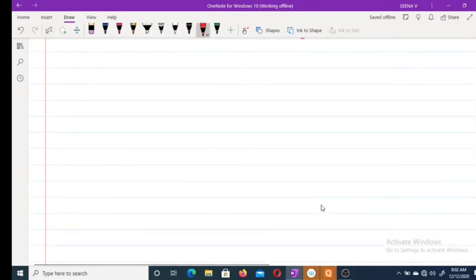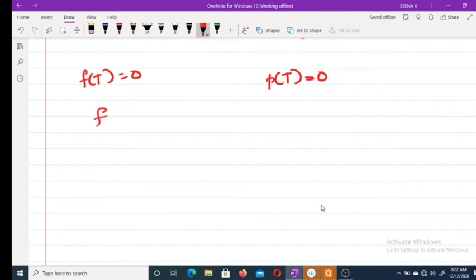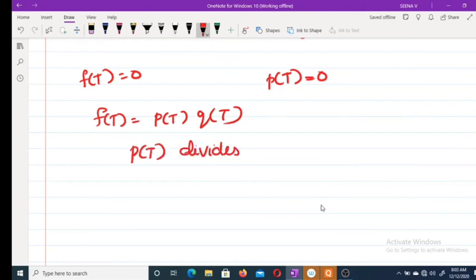State and prove Cayley-Hamilton theorem. That is f. Thus we get f of t equal to 0. But the minimal polynomial is the smallest polynomial which annihilates t. Therefore, f of t must be a multiple of the minimal polynomial, some p of t into some q of t. That means p of t divides f of t. Okay, that's all for today's class.